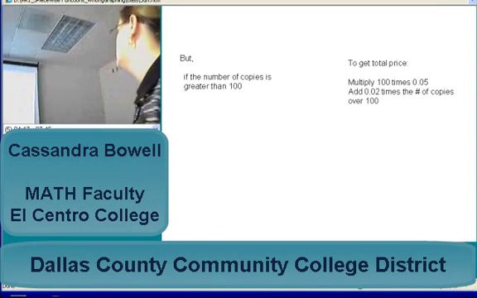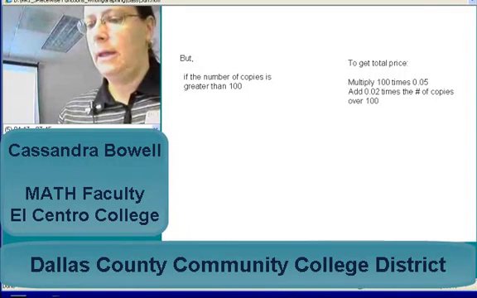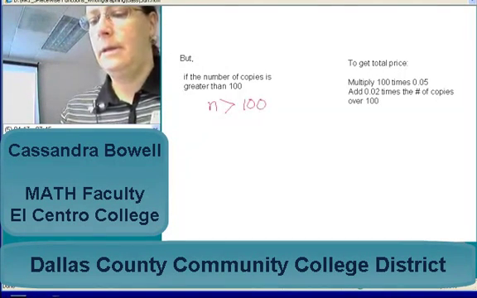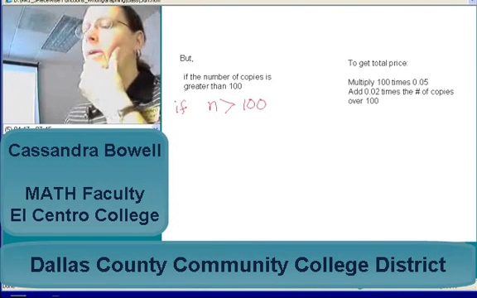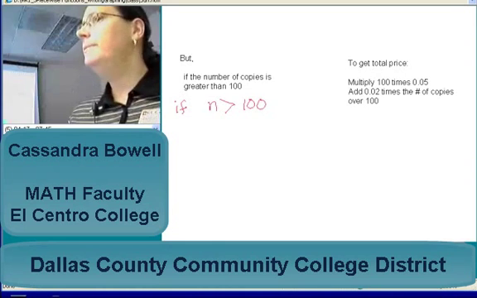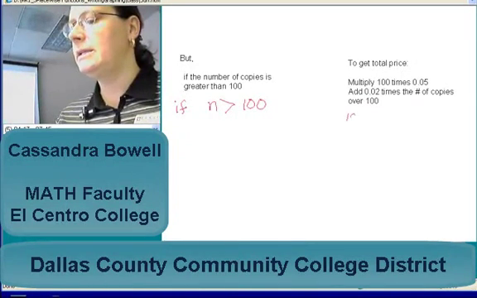But if the number of copies is greater than 100, how do we write that symbolically? N greater than 100. Okay. If n is greater than 100, now what are we going to do to get the total price? 2 cents per copy. For all of them? The ones over 100. Right, so we're going to have to pay 5 cents for each of the first 100, right?